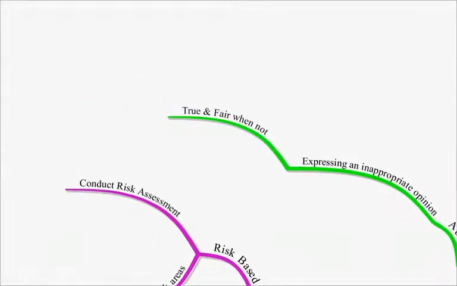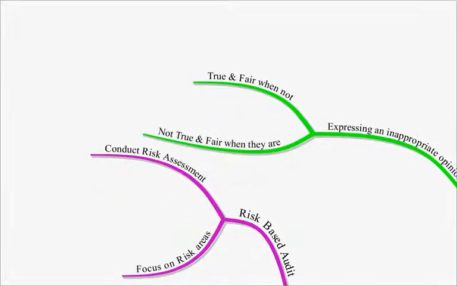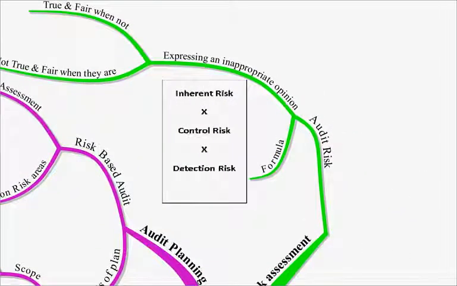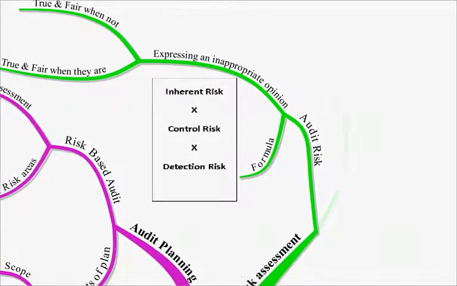Audit risk is the risk of expressing an inappropriate opinion. Remember that the auditor is stating an opinion on the financial statements as to whether they provide a true and fair view. So the risk is that he says they are a true and fair view when they're not, or that they are not true and fair when in fact they actually are. So that's the risk of expressing an inappropriate opinion. The formula for audit risk is inherent risk times control risk times detection risk. So let's look at each of those types of risk.